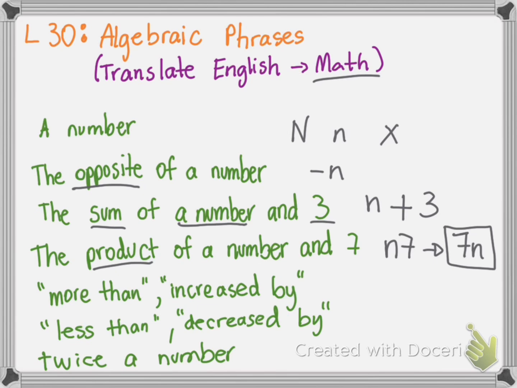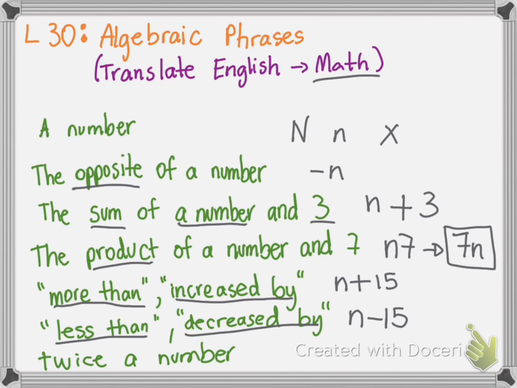Then we have words like these, more than or increase by. That is just a number increased by something. So if, for example, it says 15 more than a number, we would put n plus 15. Or a number increased by 15, n plus 15. And the same goes with less than and decreased by. Now, we are subtracting whatever number it is. So if it says 15 less than a number, I have to put first a number and then subtract 15. Or if it says a number decreased by 15, n minus 15.